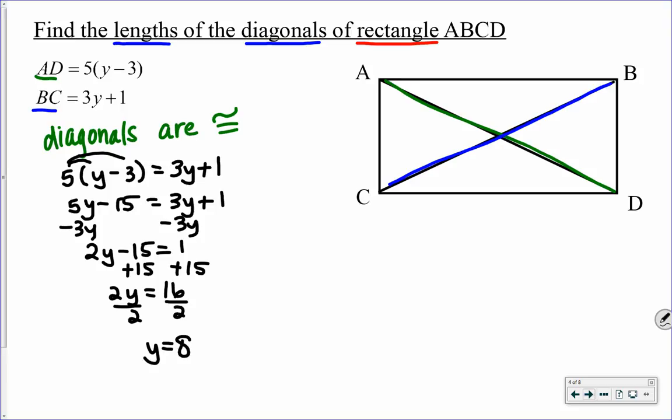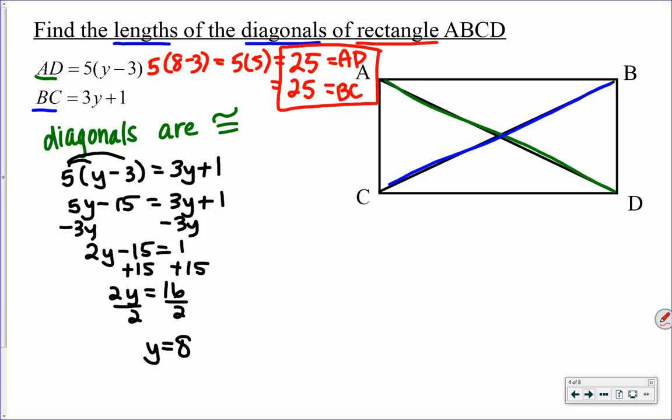Now don't stop there, because I'm asking you to find the lengths of the diagonals. I'm not asking you to find the variable. I have to find the lengths of the diagonals. So what I have to do is plug it into the diagonals. So I do 5 times 8 minus 3, which is 5 times 5, which is 25. And since the diagonals are the same, they're going to be the same length, so AD and BC are going to be the lengths of 25 and 25. So don't forget to plug back in to find the lengths of the diagonals.